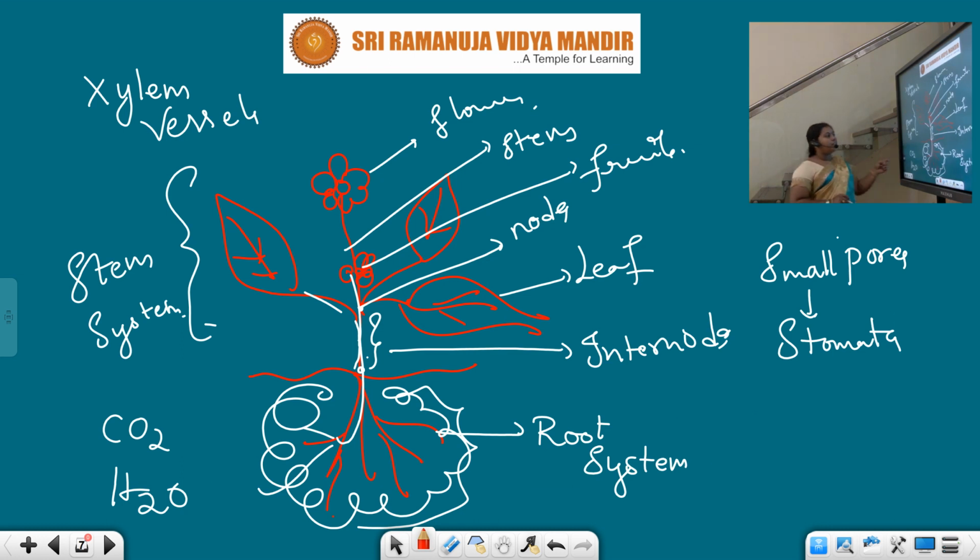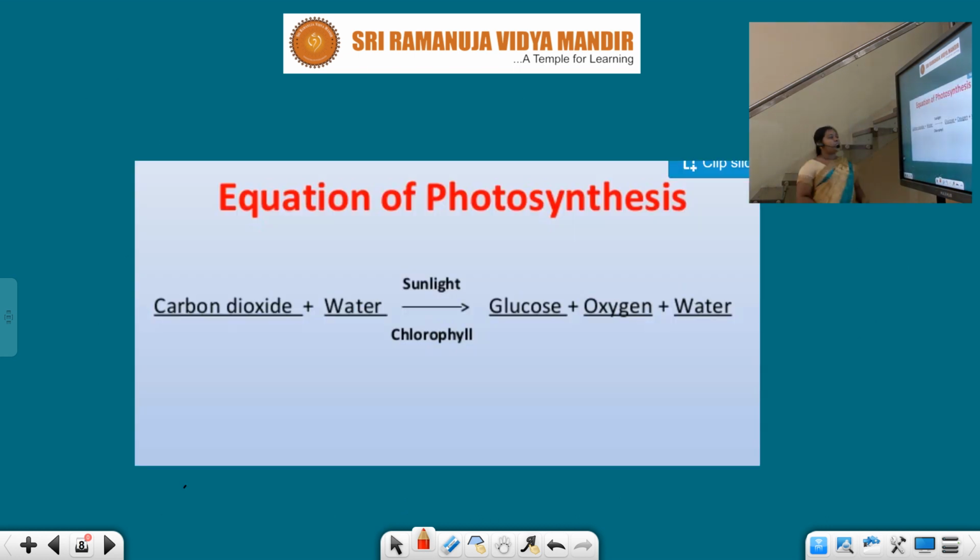See, this is the plant diagram, root system, shoot system. Through the roots, water is absorbed by the plant, and from the roots it is distributed to the different parts of the plant through xylem vessels. Just see the equation of photosynthesis, students. Carbon dioxide and water are the two raw materials. When they mix with each other, they synthesize glucose, oxygen and water.